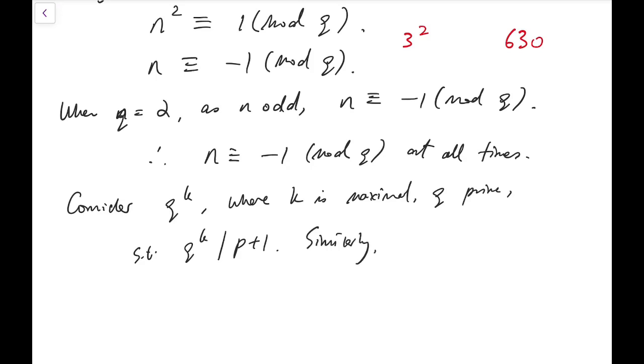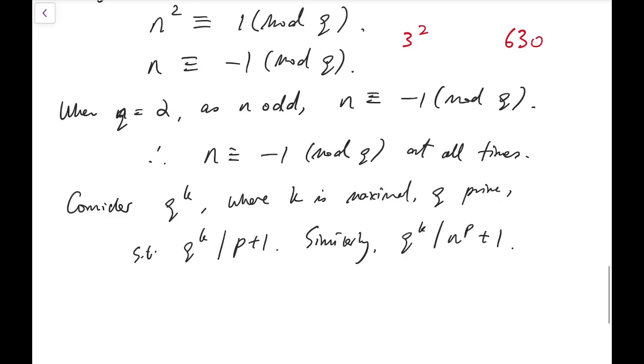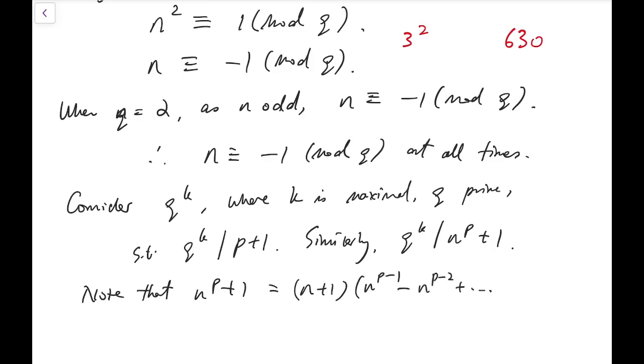And using a similar argument, we know that q to the k would divide n to the p plus 1. Now note that for n to the p plus 1, we're going to make use of the fact that p is odd, and factorize this as n plus 1 times n to the p minus 1, minus n to the p minus 2, and so on, with alternating plus or minus signs, and at the end you should get plus 1. So altogether there are p terms in this bunch.